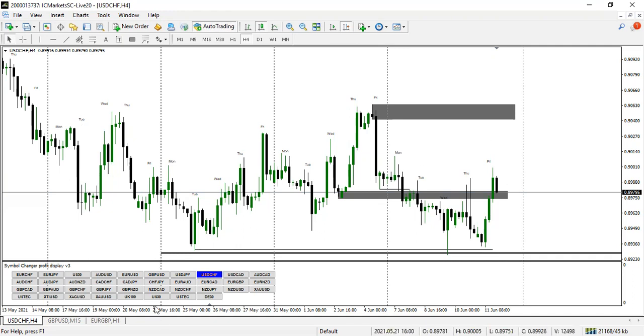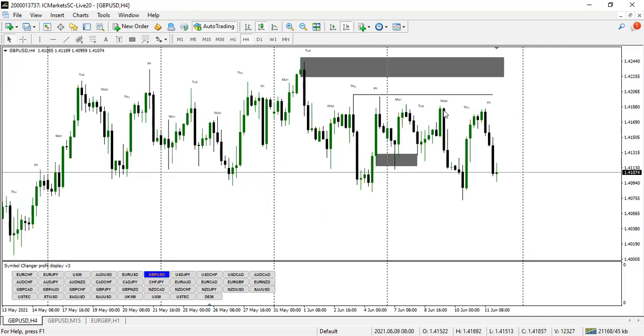Then on GBPUSD, look at what GBPUSD did. On this particular note, I was expecting price to come back to take out this low, but that did not happen. So my analysis here was only on this particular zone that really played out, but every other one did not continue in that direction.